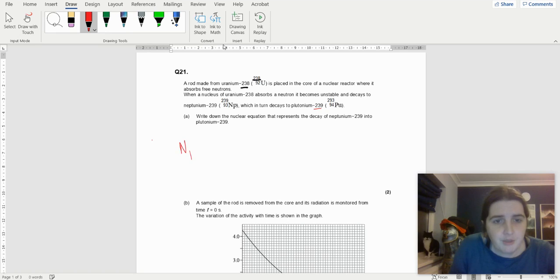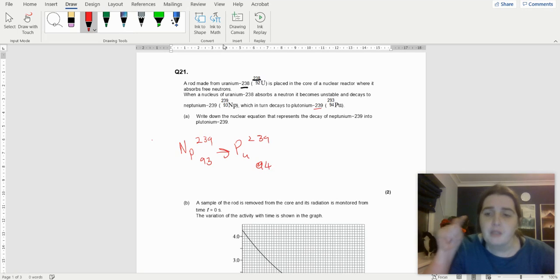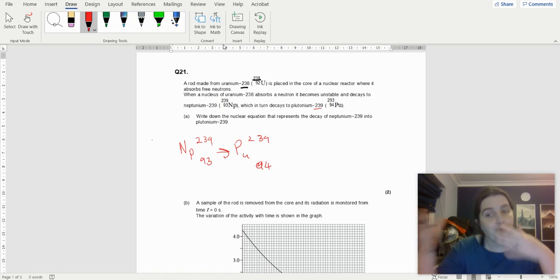So I've got neptunium-239, 93, decaying into plutonium-239, 94. So this is important. The nucleon number hasn't changed, so there is still the same amount of neutrons and protons added together, but the proton number has changed, which means that a neutron must have turned into a proton. And of course, that means the only decay that could have been is beta minus.